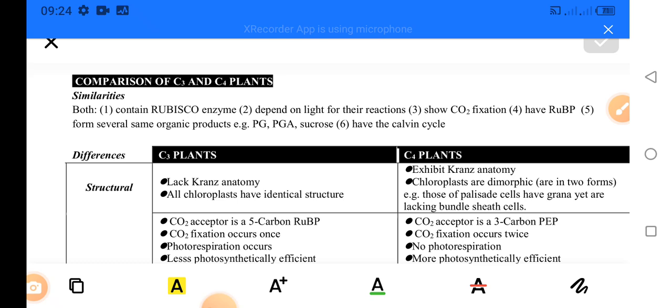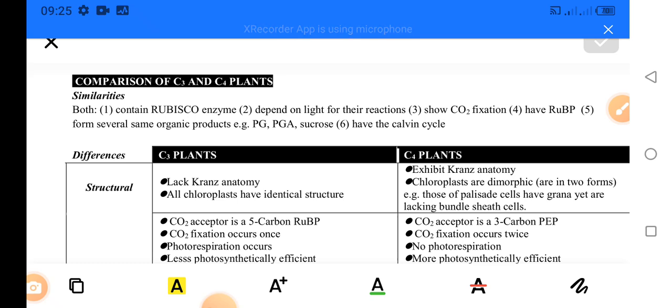Then let us look at the comparisons of C3 and the C4 plants. I said, yeah, when they talk about comparison, you normally begin with the similarities, then followed by what? Differences. So similarities, I said when you're writing similarities, use the word both, then the other one you can use then or while. It depends on how you are going to organize your work. So let us look at similarities.